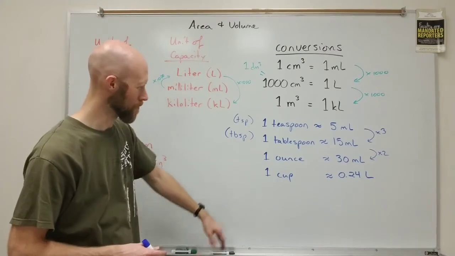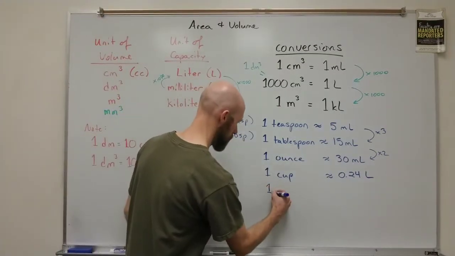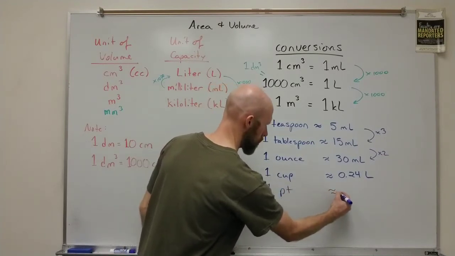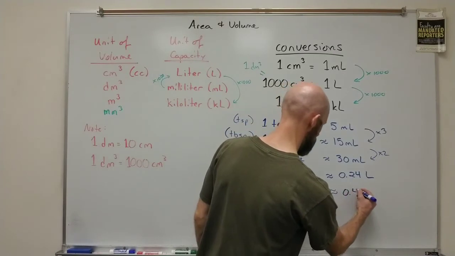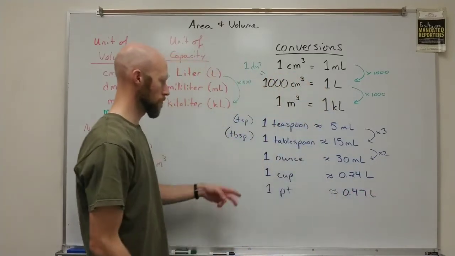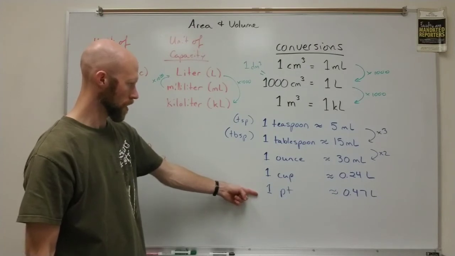So we got 1 cup. We got 1 pint, which is approximately, let's see, 0.47 liters. Right, there's, how many cups are in a pint?